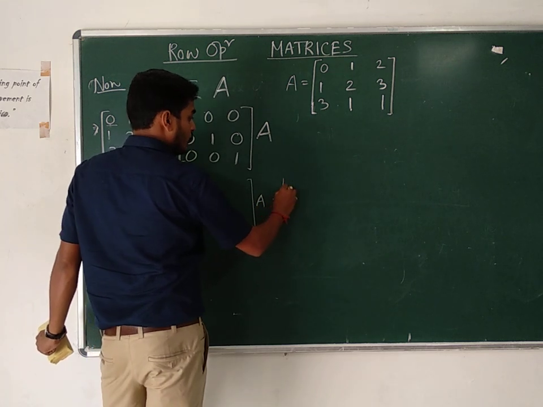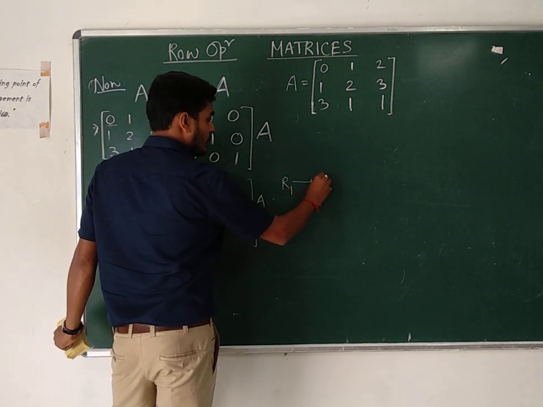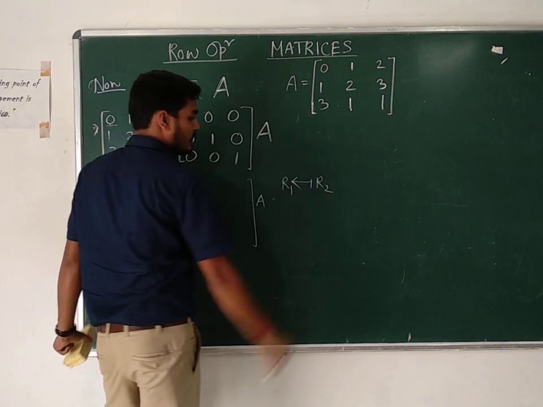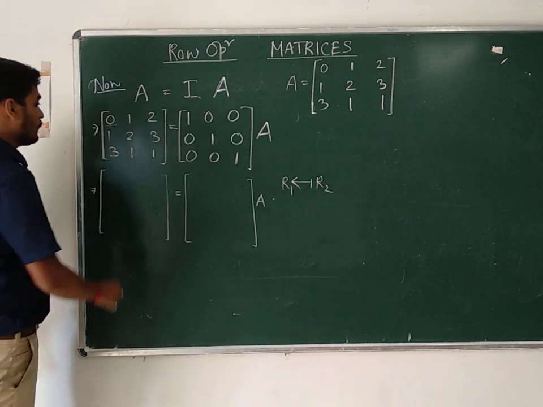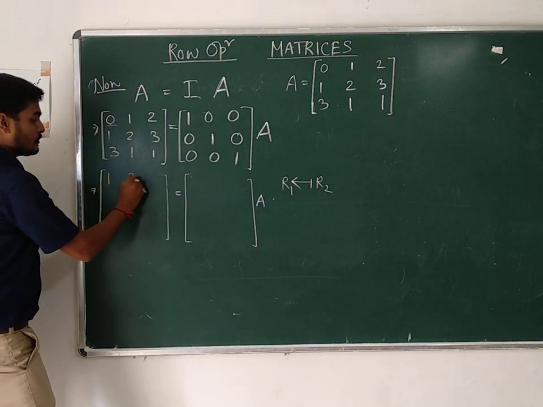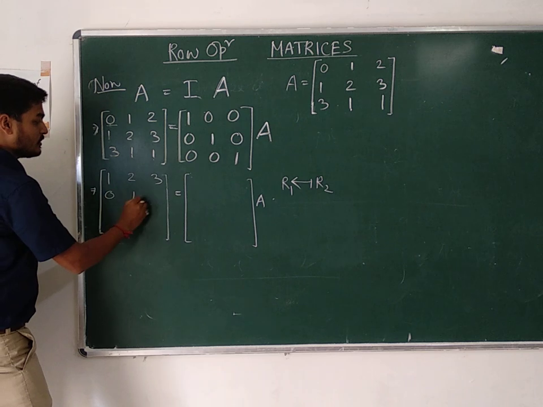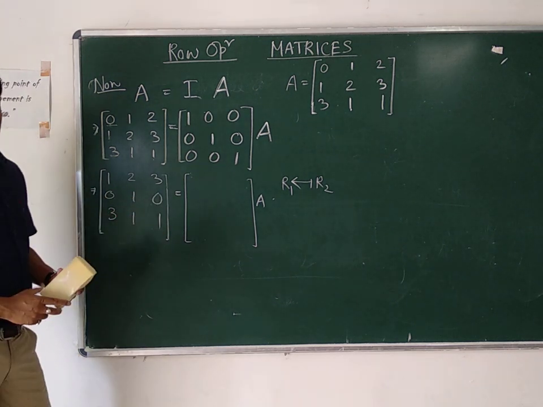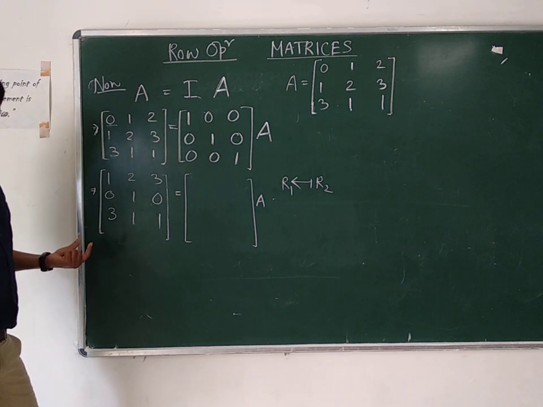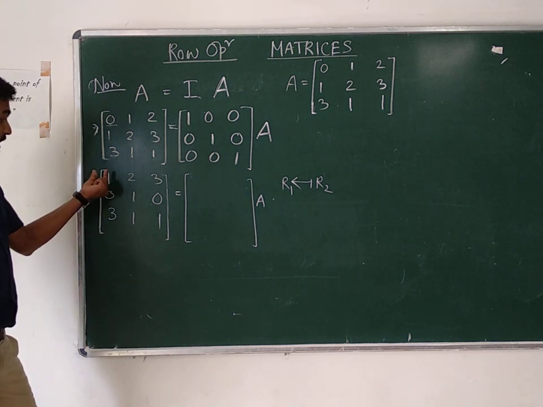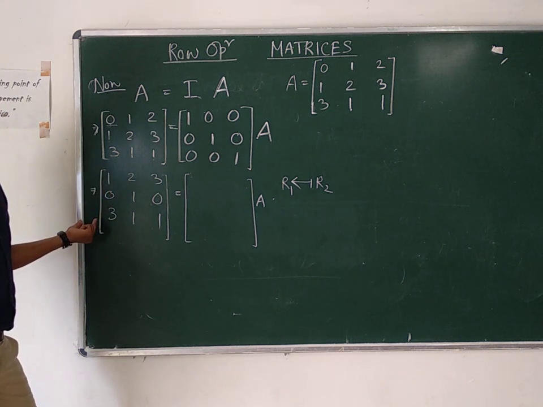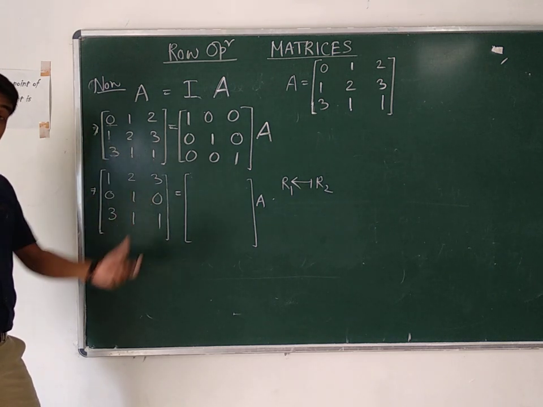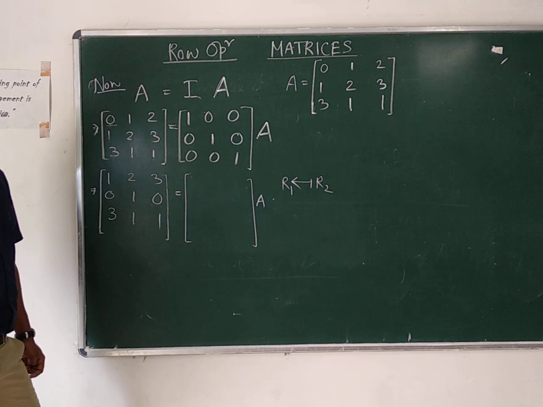Row number 1 will convert it to row number 2, and row number 2 will convert it to row number 1. So it will be 1, 2, 3, it will be 0, 1, 0, and it will be 3, 1, 1. Our aim is achieved by the help of this. If any row or any column contains 1 as an element, then you can easily make the remaining elements 0 by having this simple operation.